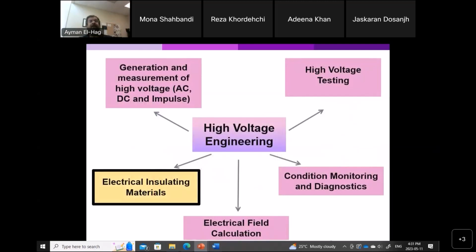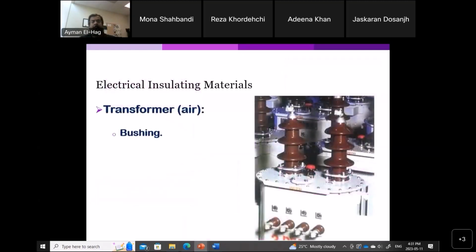Then we need to understand the electrical insulation material. Every power system asset will have different materials. Some of them, as we will see, have one specific material; some of them have hybrid materials. So you should be aware of those insulating materials. What are the properties of these materials? What are the aging mechanisms of these materials as we progress? So I will give some specific assets.